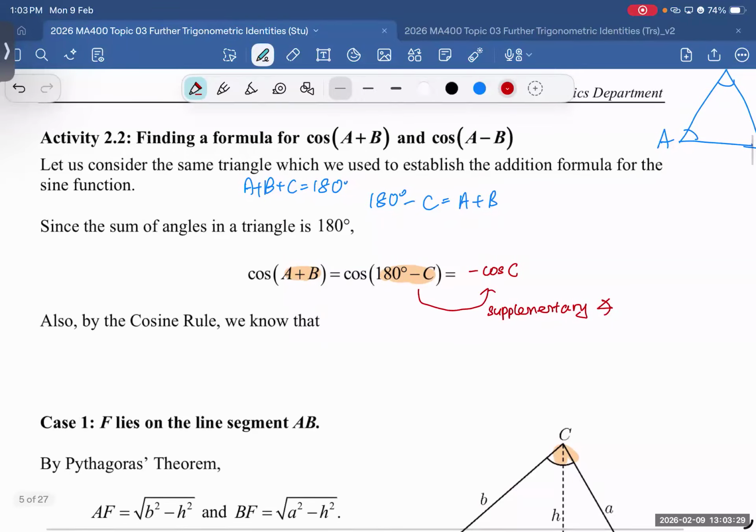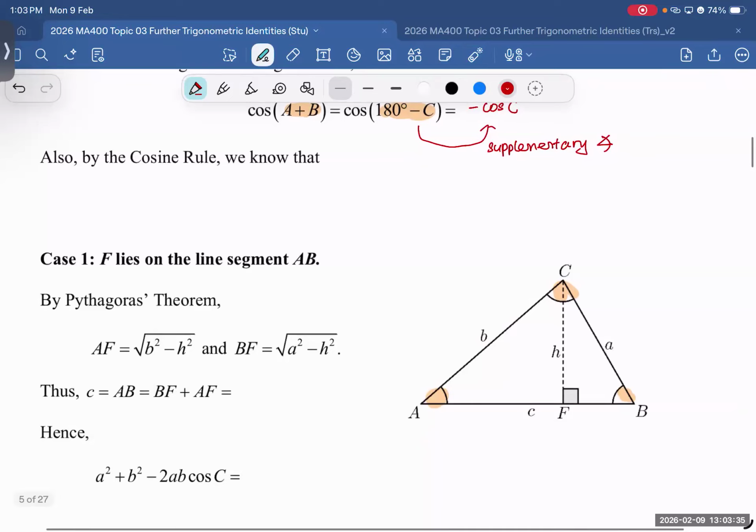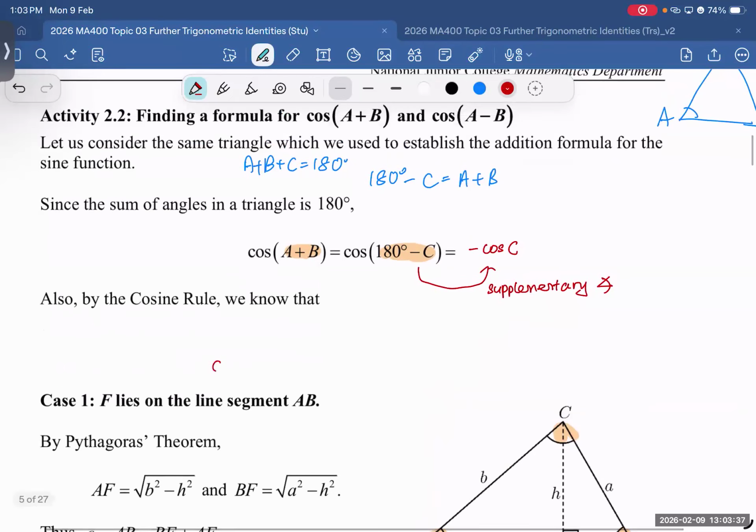What's the cosine rule? The cosine rule was also something we studied last year, right? One year ago, very fond memories. Can I say that based on this triangle, C squared equals A squared plus B squared minus 2AB cosine C? Can I say this, the cosine rule? Do you remember J3?